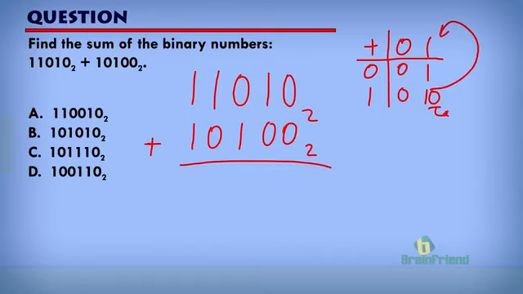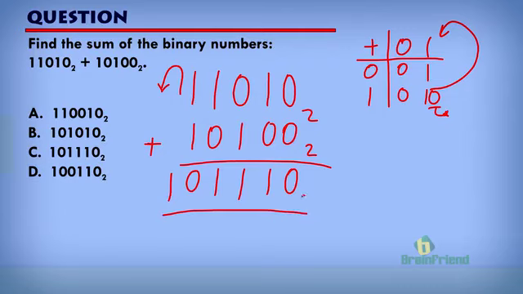So we go ahead to add. We say 0 and 0 gives us 0. 1 and 0 gives us 1. 0 and 1 gives us 1. 1 plus 0 gives us 1. 1 plus 1 gives us 0. The other 1 is carried over to the next significant bit. So we put 1 down there. And that gives us our answer. 101110 base 2.